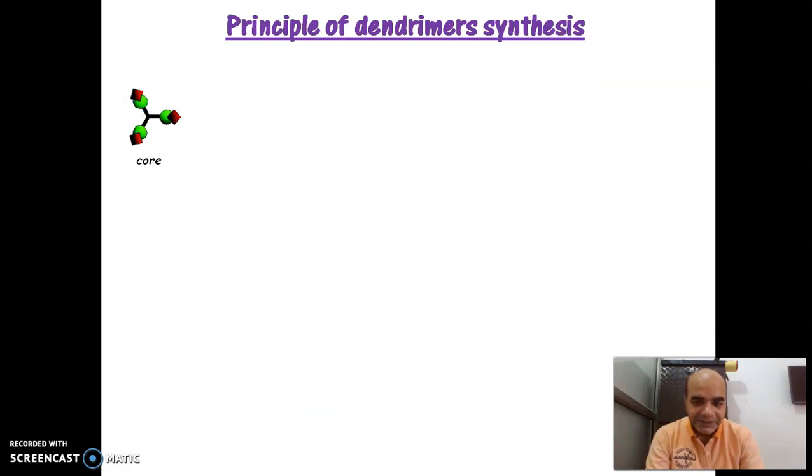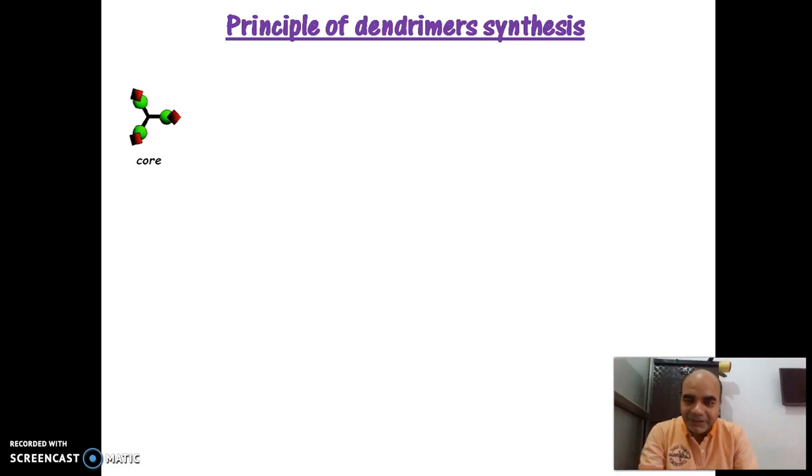So let's begin with the principle of dendrimer synthesis. What is the principle behind dendrimer synthesis? Actually, the synthesis of a dendrimer is a step-by-step process. In each step, we grow the dendrimer one layer at a time. This is the main difference between a polymer and a dendrimer. A polymer is synthesized by a polymerization process; in a single reaction we can get the polymer, but in the dendrimer, the condition is not the same.